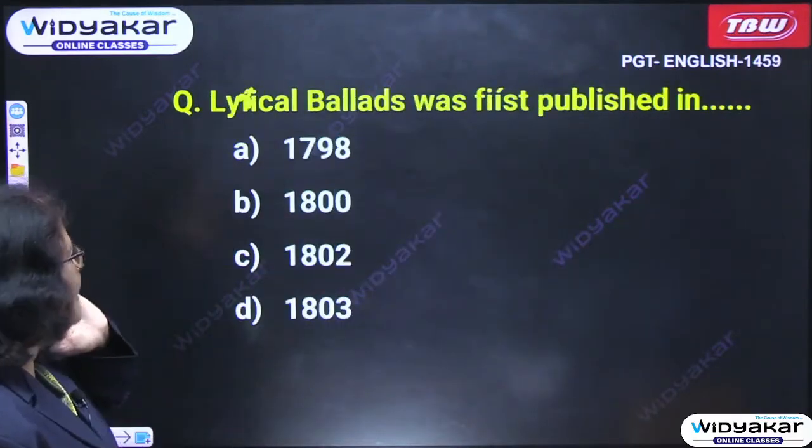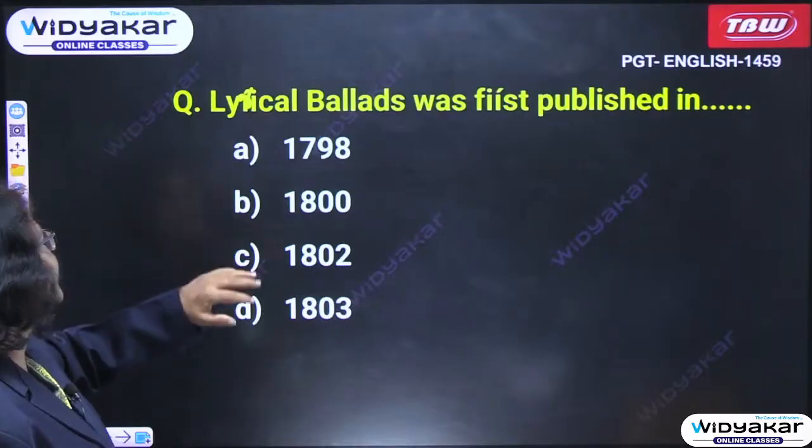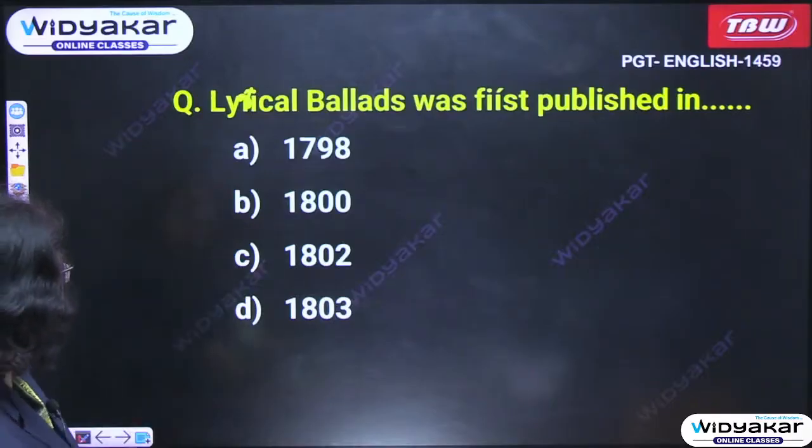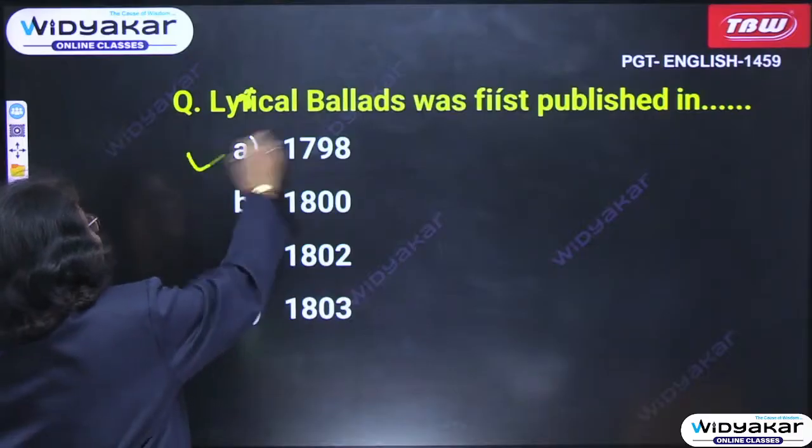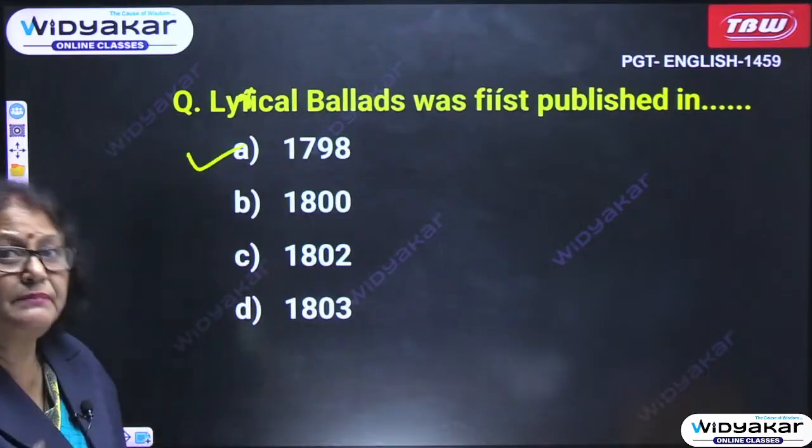Lyrical Ballads was first published in dash: A, 1798; B, 1800; C, 1802; D, 1803. It was first published in 1798. Lyrical Ballads.